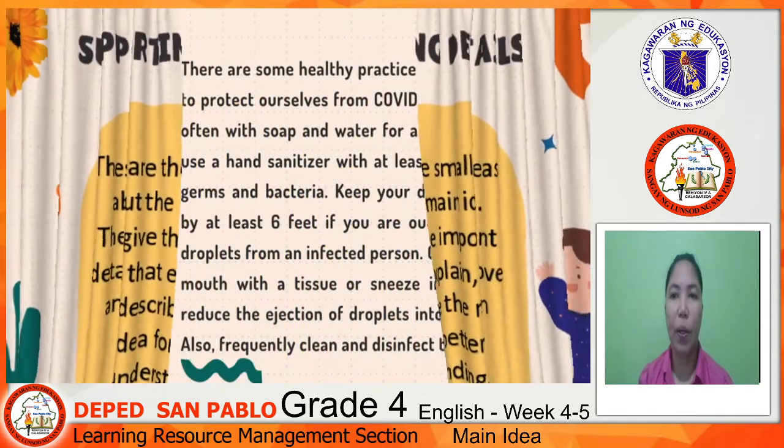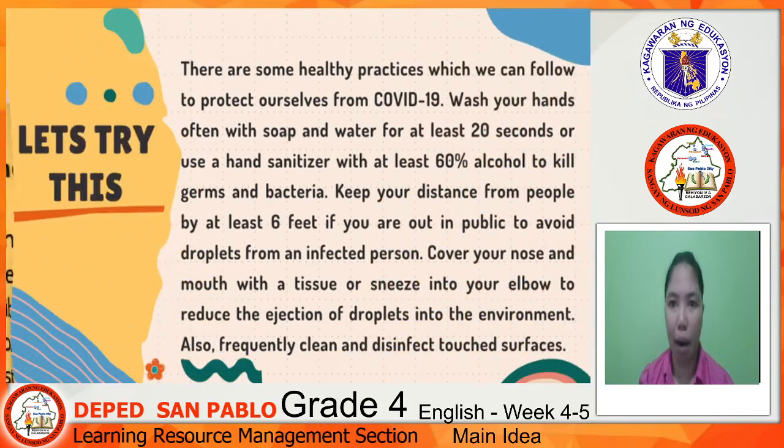I have here a story or a paragraph. Let me read it for you. There are some healthy practices which we can follow to protect ourselves from COVID-19. Wash your hands often with soap and water for at least 20 seconds or use a hand sanitizer with at least 60% alcohol to kill germs and bacteria.